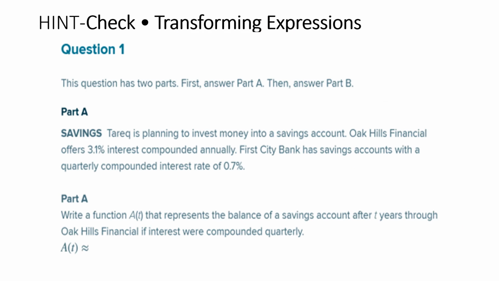Okay, so let's do one more question. This is now a bank question. So this person called Tariq, again it's a word problem. Let's highlight important information. He's planning to invest some money in a savings bank. So this lesson is quite useful for anyone trying to do some investment. And he has two options to choose. One is the Oak Hills Financial Bank, which is offering him 3.1% interest. This is done annually, so once a year.